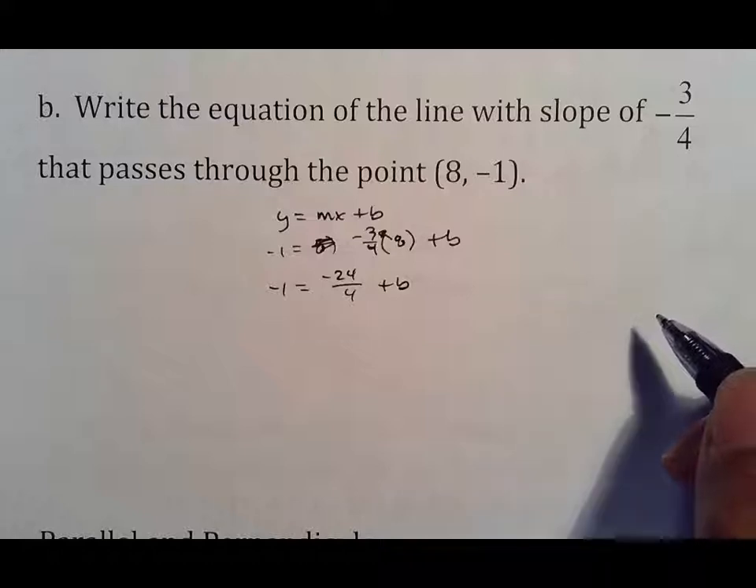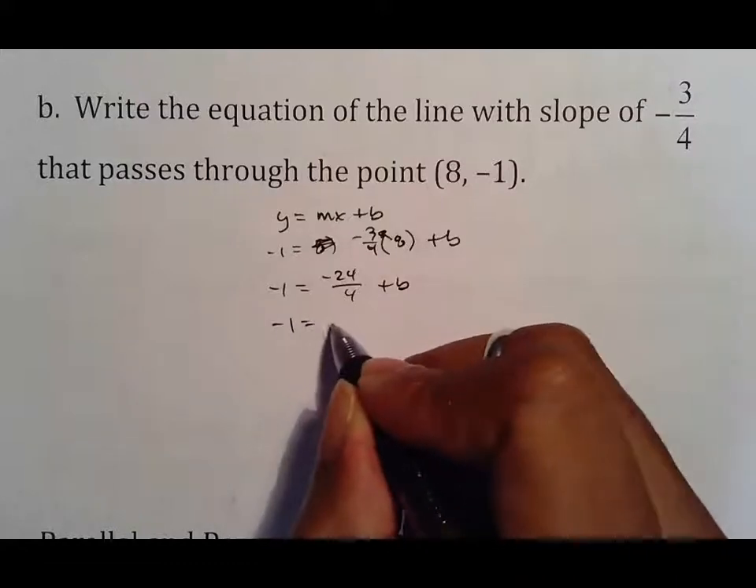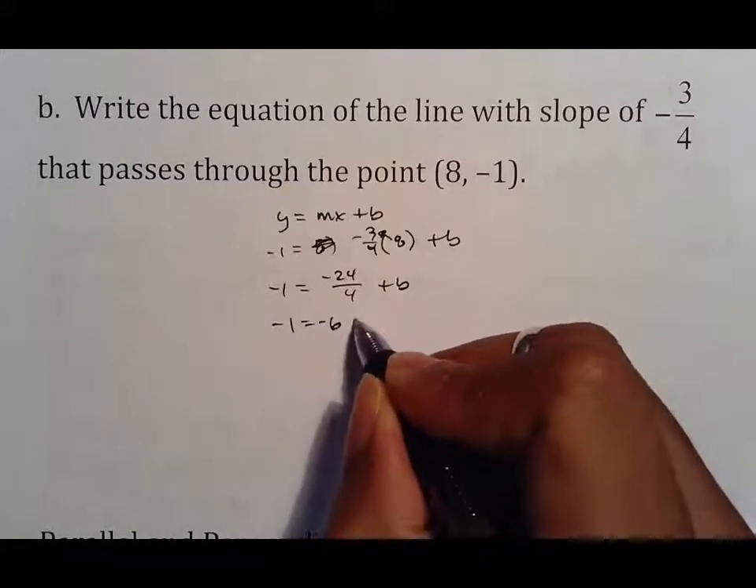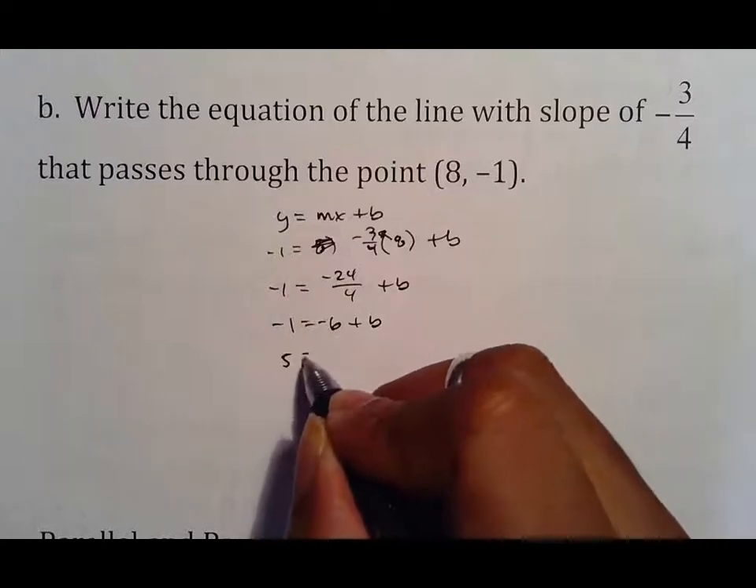Luckily for this one, which I'll probably have to make another one up for you because that's not like your homework, this simplifies to negative 1 equals negative 6 plus b, which means when I add 6 to both sides, I get 5 for b.